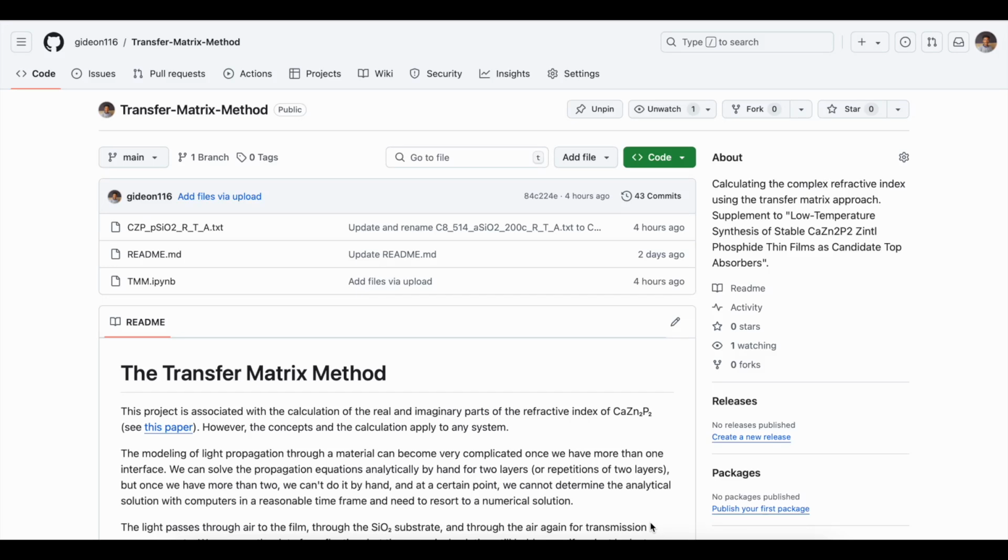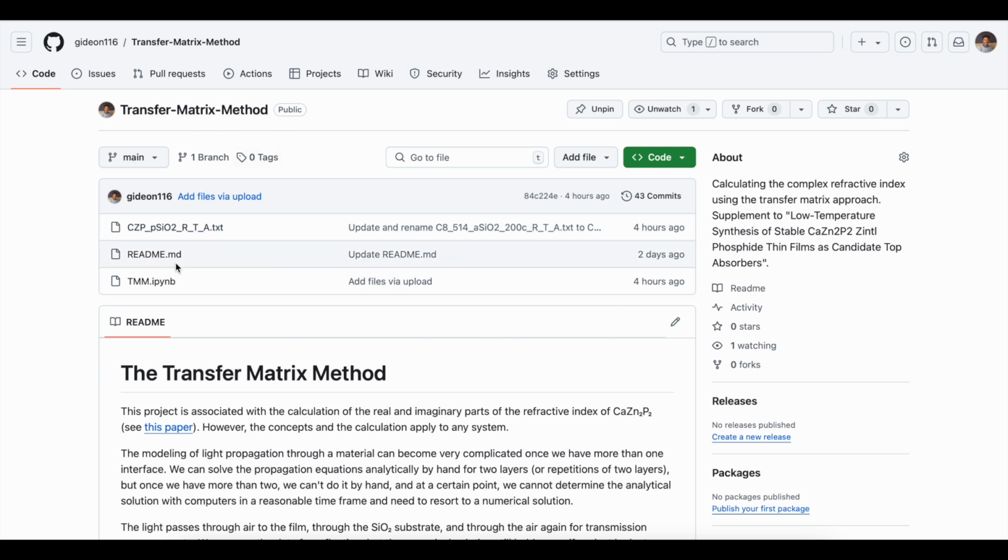Hey guys, so for a recent paper that we wrote, I had to determine the complex refractive index of calcium zinc phosphide films, but this applies to any thin film. And the idea is to determine the attenuation coefficient of calcium zinc phosphide and the refractive index of calcium zinc phosphide. And we can do that through the transfer matrix method.